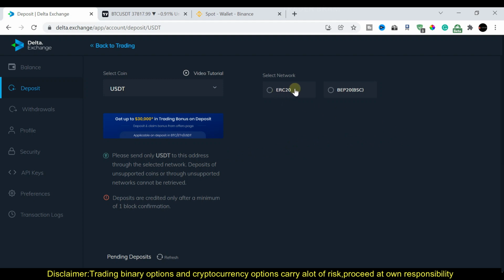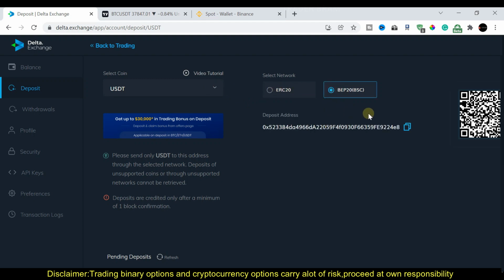With these 2 networks, this ERC network is quite expensive. I'll advise you to choose the BEP network, which is a Binance network. So if you have a Binance account, you can use this because the deposit charge is around 1 USDT. So that's a bit fairer than the ERC20 network. To deposit, just click on the network.